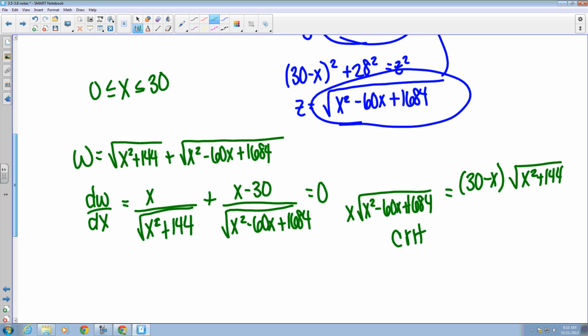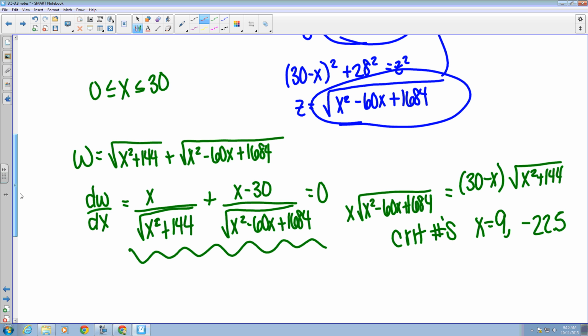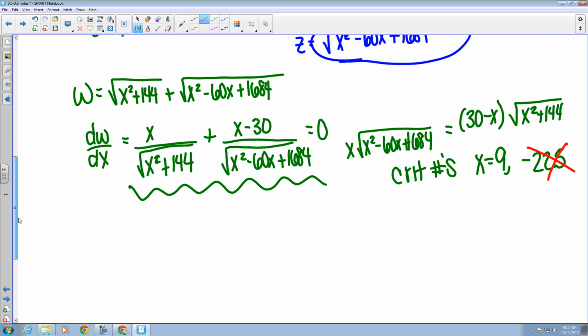So our critical values here, and the easiest thing to do for this one, this algebra would just be ridiculous. The easiest thing to do for this one is to graph each one of those and then find the intersection points. Or if you started over here, you could just graph this and find the 0. Our critical point is x equals 9, and we also have negative 22.5. But we know that we can't have the negative 22.5 because we have to have a positive x value.